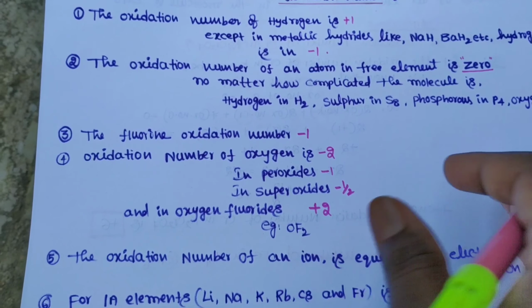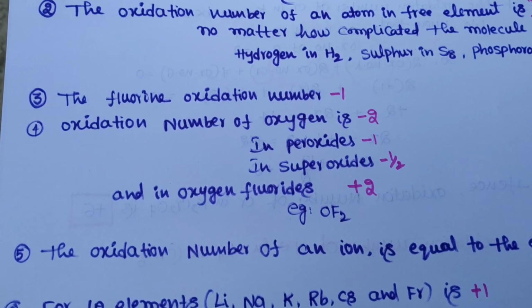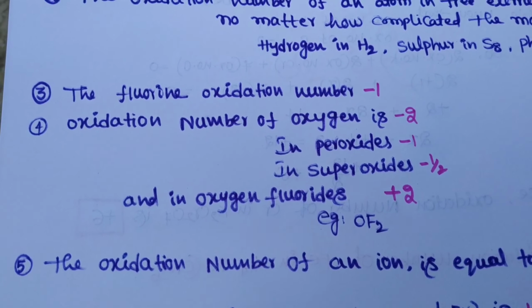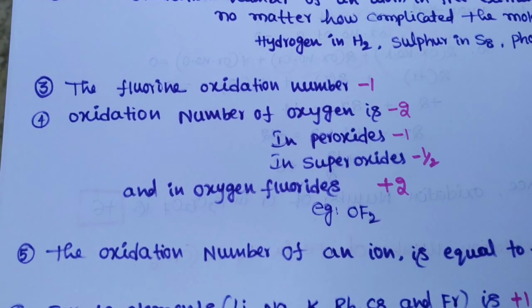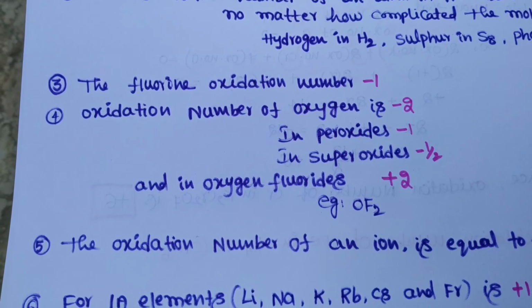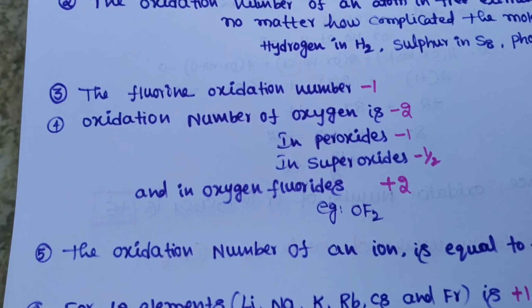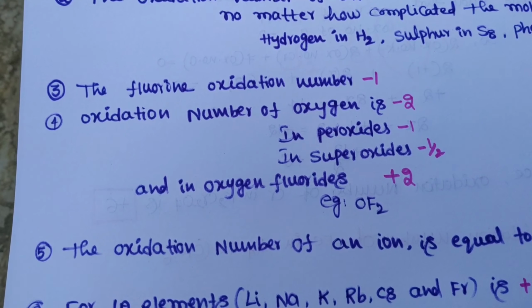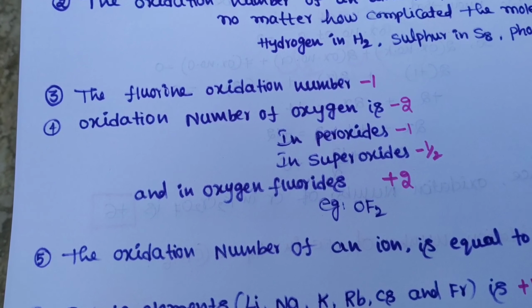Next, the third rule: the fluorine oxidation number is -1 in all its compounds. Fluorine is the most electronegative element in our periodic table, right? So the fluorine oxidation number is always -1. You have to remember this rule.